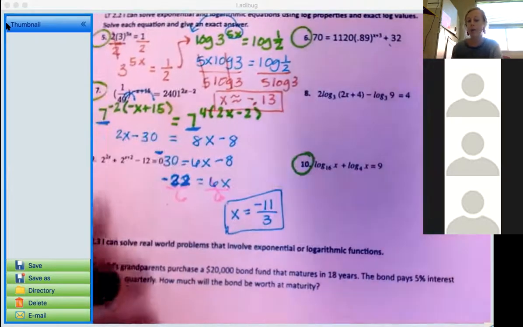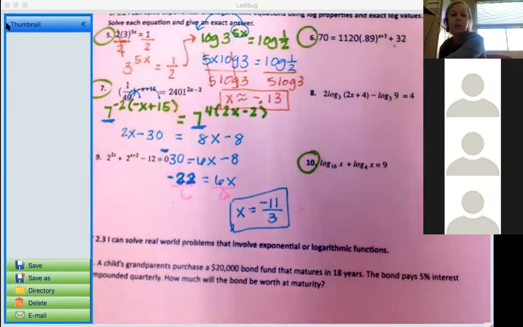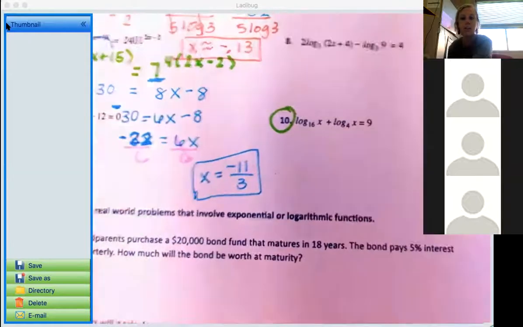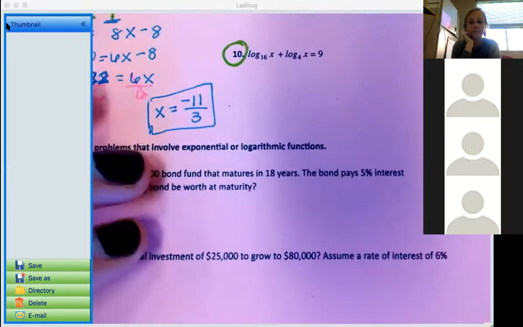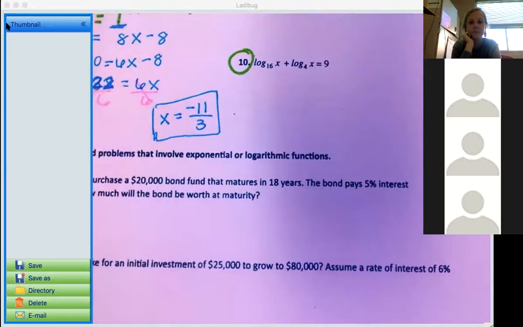All right, we're gonna do 6. I'm just going a little out of order. I want to look at 10 because 6 is pretty challenging. So let's look at 10. What kind of equation do we have in number 10? A logarithmic. Look at your vocabulary. Good. It's a log equation.